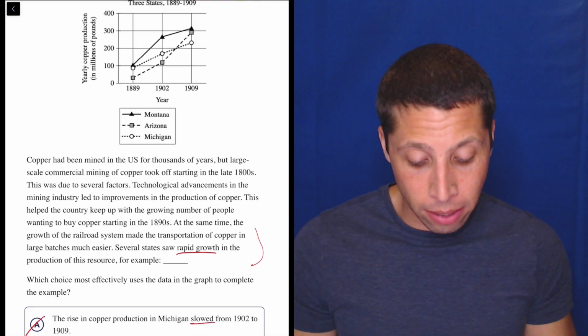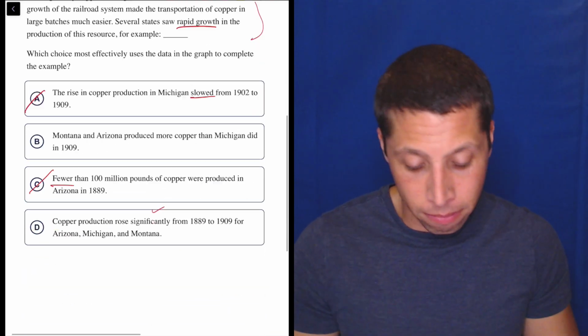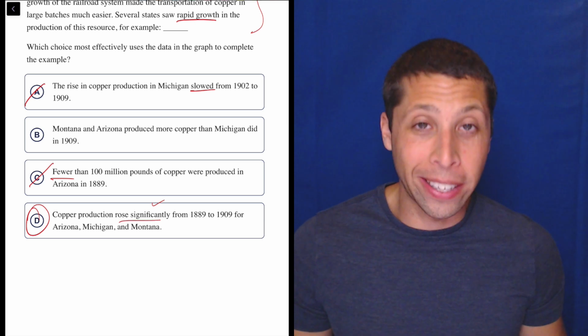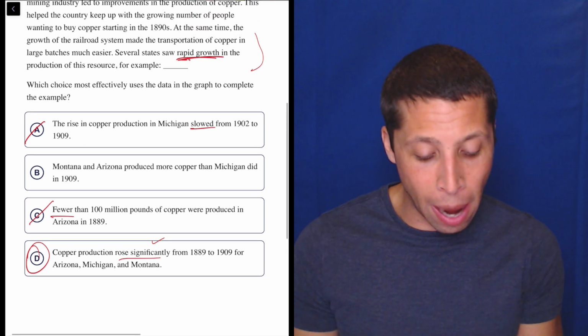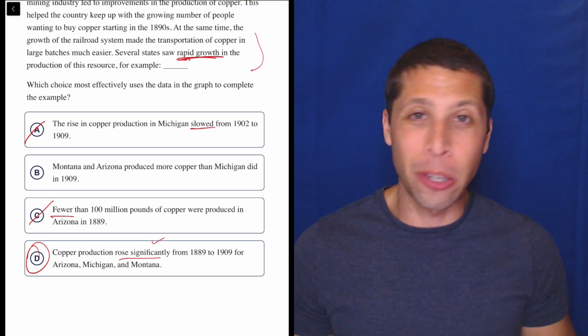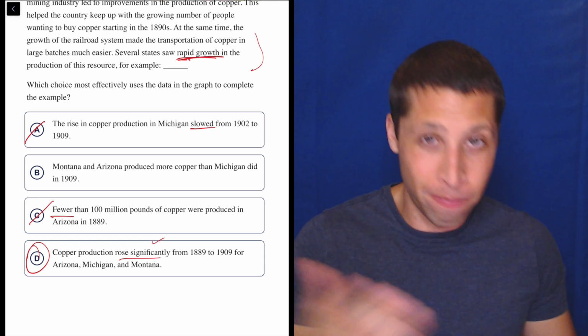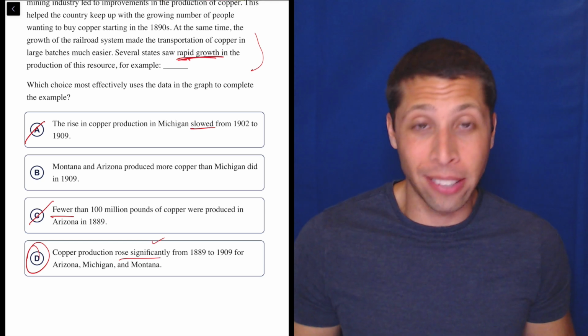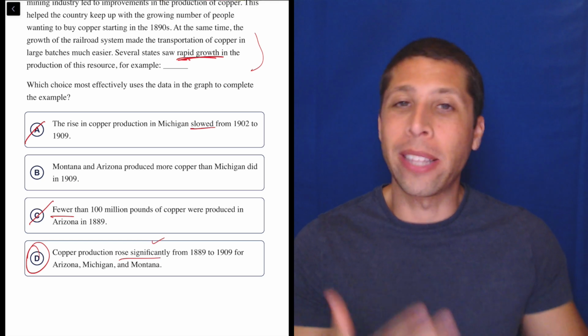Yeah, seems right. It's all down here, now it's all up here. Seems good, even without the numbers, right? Rose significantly, a nice little code for rapid growth. So strong words matter. Make sure that you notice if they're giving you a trend to look for, that you find that trend in the choice, right? Because these other choices are correct, I guess, but they don't have to do with that particular trend.